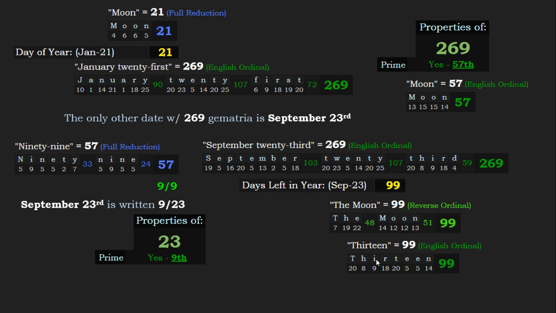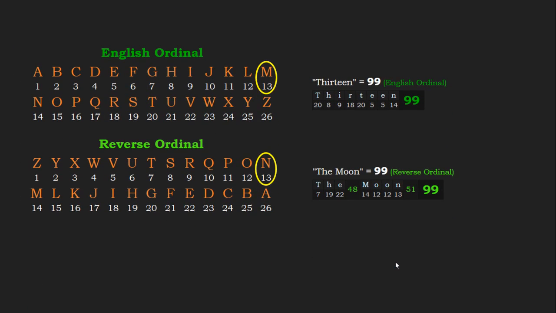The only number using the alphabetic order that sums to 99 is 13, a number that we've established being very closely connected to the moon. Not only does the moon have 13 lunar phases every couple of years, but think about how the word moon begins with the letter M, which is the 13th letter in the alphabet, and then it ends with the letter N, which is the 13th letter in the alphabet using the reverse order.